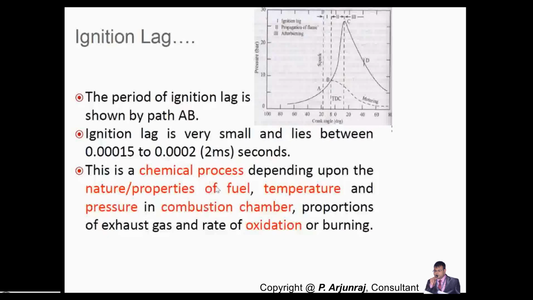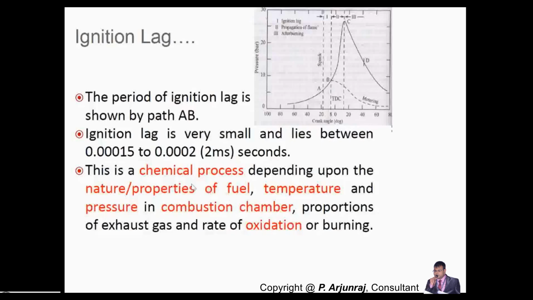This ignition lag process is basically a chemical thing. It depends on the natural properties of the fuel, and you have leaded gasoline as well. Accordingly, the property of the fuel will vary. Now we are speaking about gasoline, which has a lot of ingredients. So according to the property of the fuel, and even the temperature and the pressure, depending on different conditions, the ignition lag time also will vary.